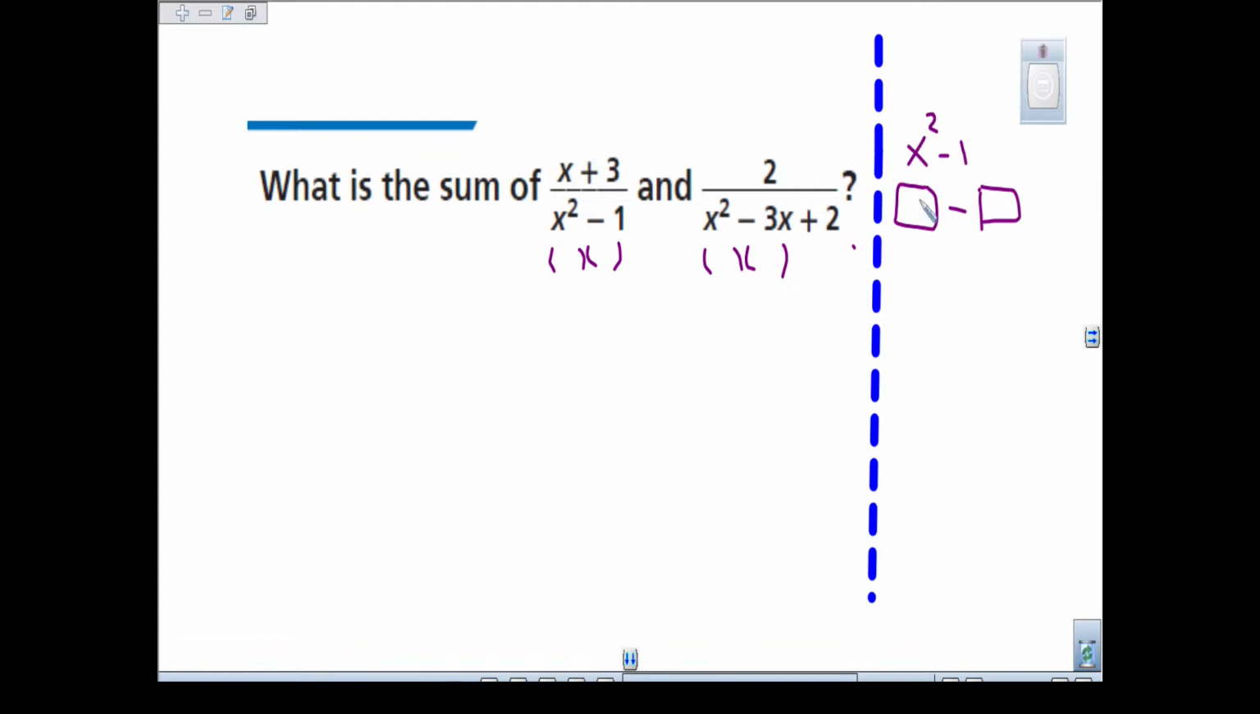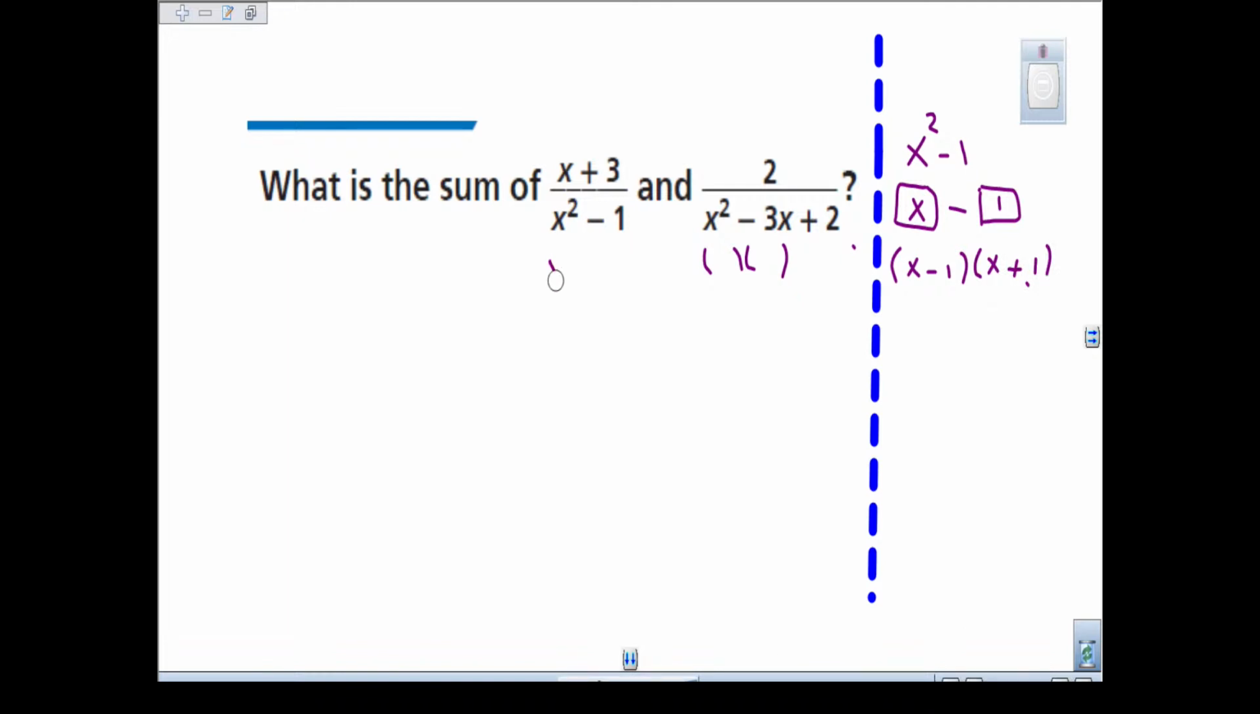What's being squared here, you guys? Can you tell me? What's being squared to give you x squared? Think again. Don't rush it. What's being squared to give you x squared? That is true. X is being squared to give you x squared. What's being squared to give you 1? What times itself gives you 1? 1. This is true. So basically, I could come up with x minus 1 and x plus 1. These are my factors for this dude here.